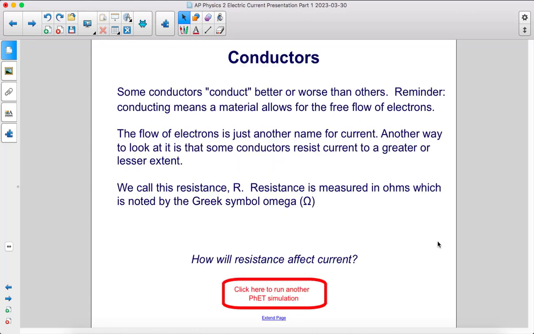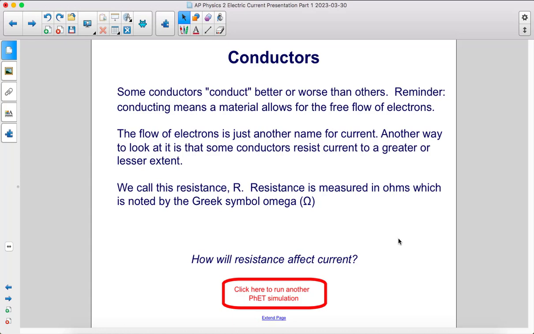Conductors. Some conductors conduct better or worse than others. Reminder, conducting means a material allows for the free flow of electrons. The flow of electrons is just another name for current. Another way to look at it is that some conductors resist current to a greater or lesser extent. We call this resistance R, capital R. Resistance is measured in ohms, which is noted by the Greek symbol omega.